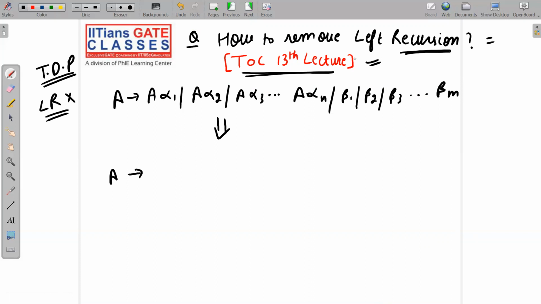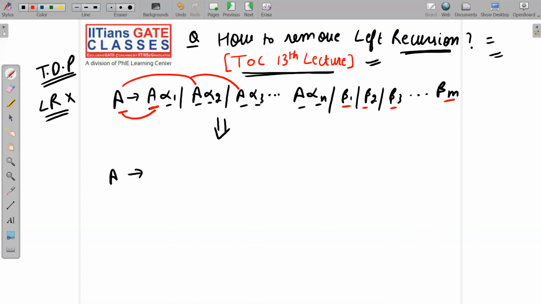I should not repeat it because in TOC lecture number 13, you can watch on YouTube, I have properly explained how to remove left recursion, but just for the sake of revision, I am telling you here also. See, A implies A alpha 1, A alpha 2, A alpha 3, up to A alpha n. Here A and A, left recursion. Here also A and A, left recursion, and so on.